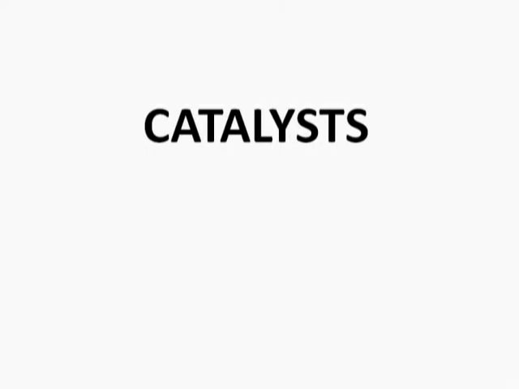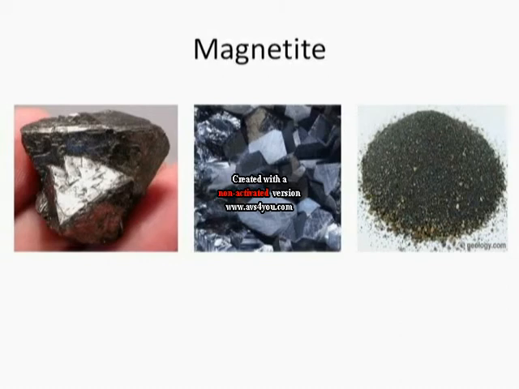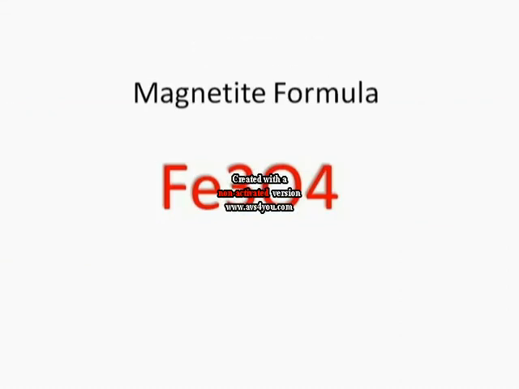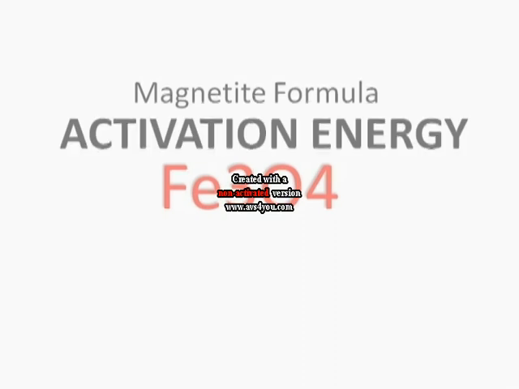Now I'm going to talk about catalysts. A catalyst is a substance which speeds up a reaction, but it is chemically unchanged at the end of the reaction. When the reaction has finished, you would have exactly the same mass of catalyst as you had in the beginning. In this case, the catalyst is magnetite. It is a ferromagnetic mineral with the chemical formula of Fe3O4.